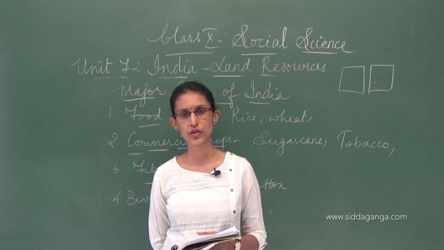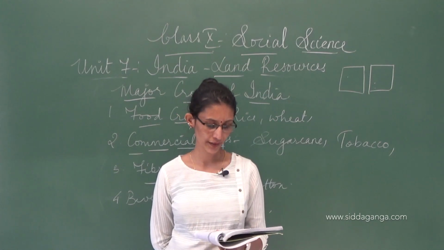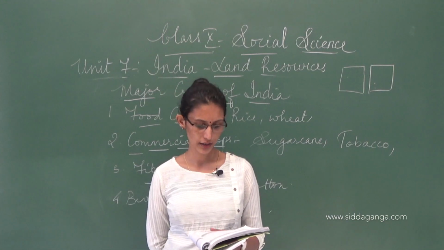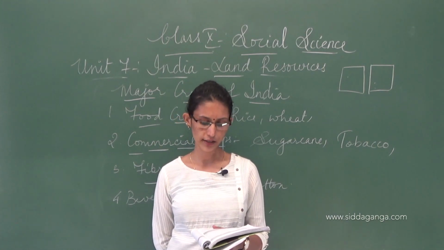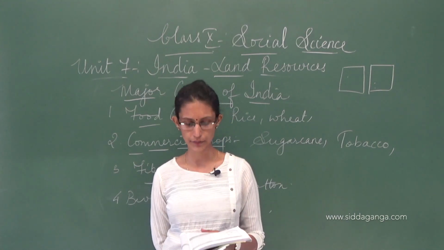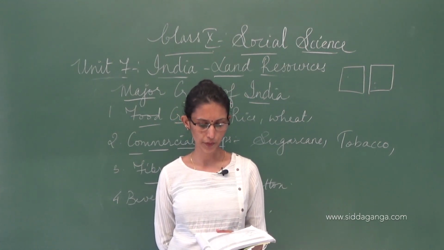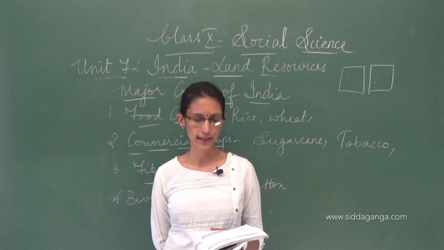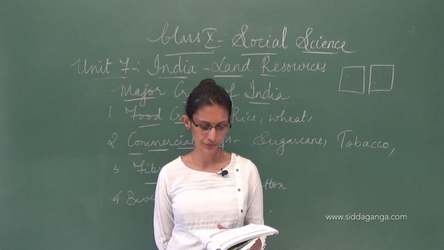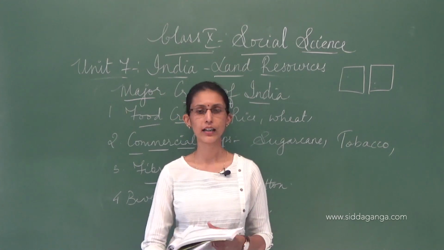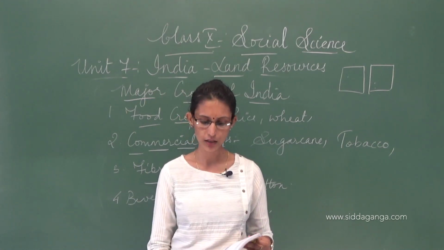It requires a temperature of, for this you can make a table again, 21 degree to 24 degree Celsius and a rainfall of 50 to 100 centimeter. Black cotton soil is best suited, and it's one of the kharif crops. So where is it found? Andhra Pradesh, Maharashtra, Gujarat, Haryana, Madhya Pradesh, Punjab, Karnataka and Tamil Nadu. Now India is the largest cotton growing country and is the third largest producer of raw cotton in the world.